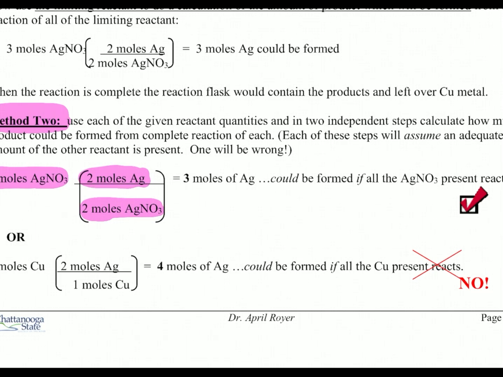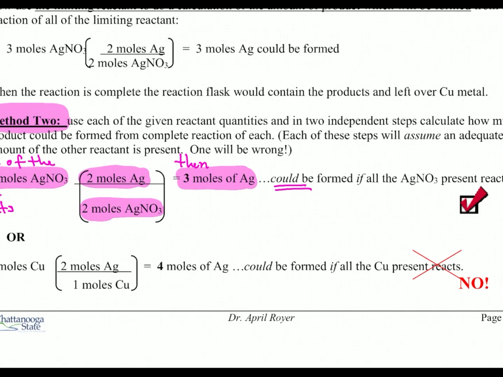So if you do that math, that predicts 3 moles of silver. And you need to understand this is an if-then statement. Okay? So if all of the 3 moles of silver nitrate present reacts, then 3 moles of silver could be formed in the reaction. So it is very much an if-then statement.